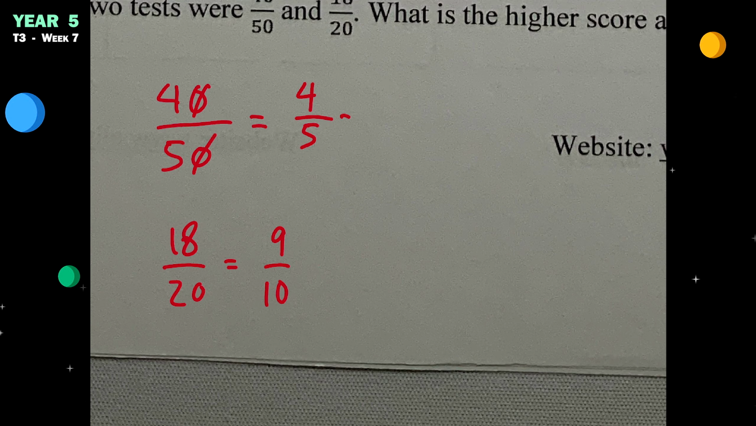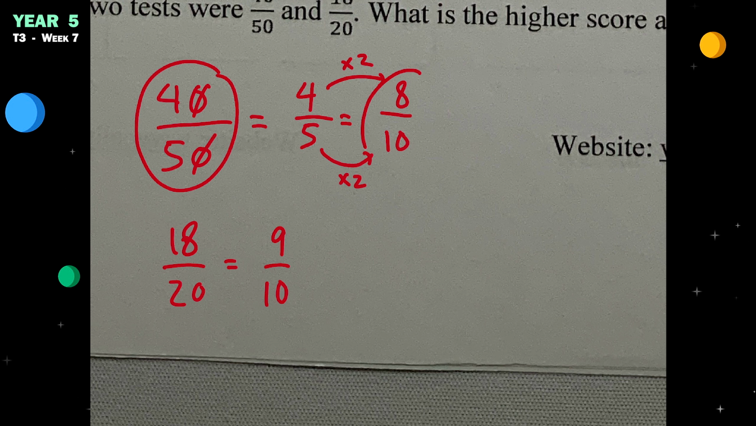I'm going to make this one a bit higher now. I'm going to make this into a 10 to look like this one. So I'll times it by 2, and I'll get 10. And obviously I times the top by 2 as well. I get 8. So 4 out of 50 is the same as 8 over 10. 18 out of 20 is the same as 9 over 10.